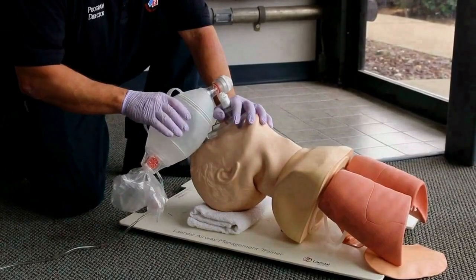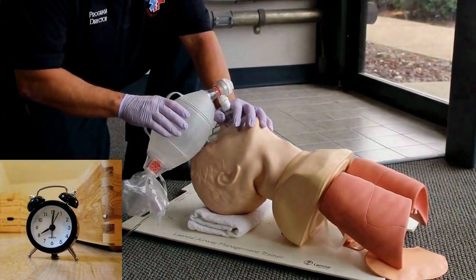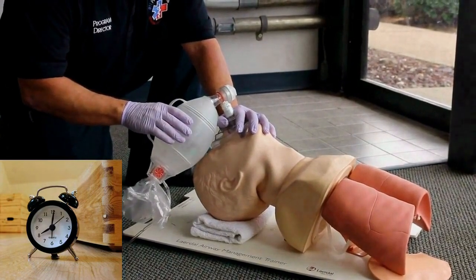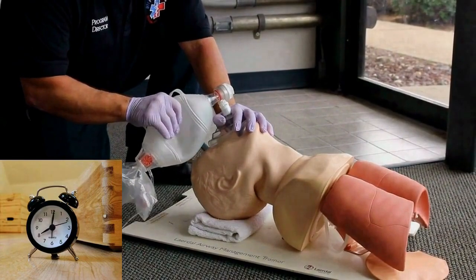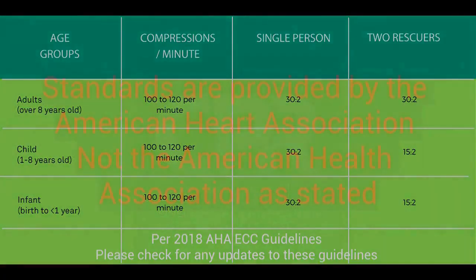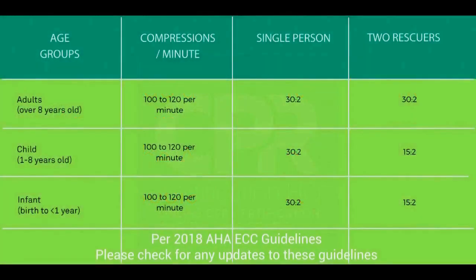At the current time, the accepted rate of ventilations for adult patients is approximately 10 to 12 per minute, or 1 breath every 5 to 6 seconds. In cardiac arrest situations, 2 ventilations are given after each set of 30 compressions. Check current American Heart Association standards on adult, child, and infant ventilation rates, as standards can change over time.